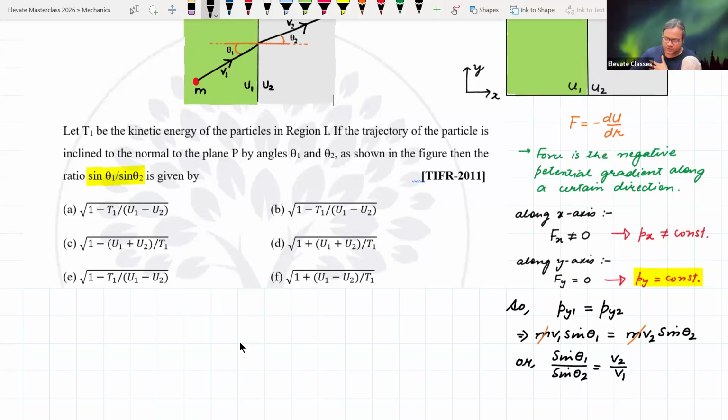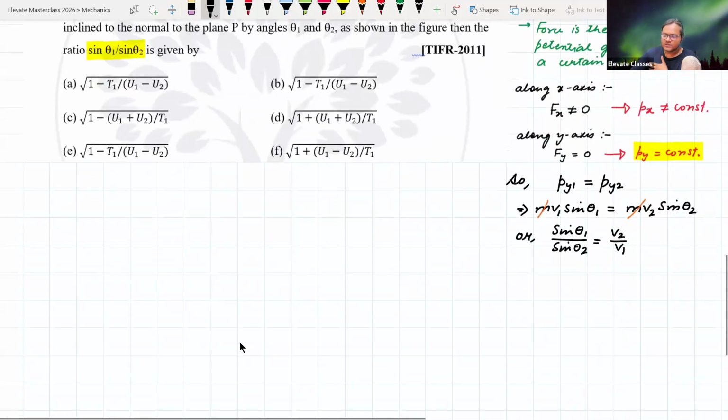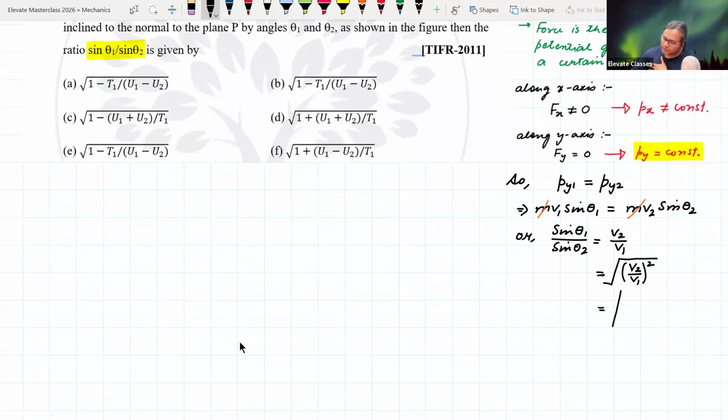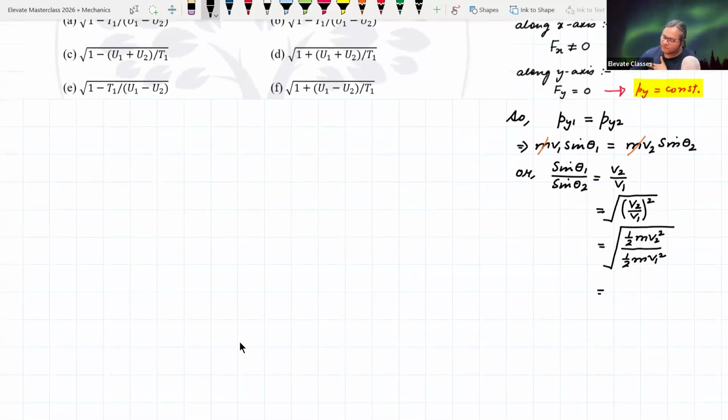Now, if you look at the options, even though they are asking what is sin theta 1 upon sin theta 2, they are not really asking in terms of V2 and V1. They are asking in terms of kinetic and potential energy. So I'll have to convert this into kinetic and potential energy. What can I do? V2 upon V1, I can square it and take the square root. So this is equal to the square root of half m V2 square upon half m V1 square, just mathematical substitutions at this point. Half m V2 square is the kinetic energy in region 2, and half m V1 square is the kinetic energy in region 1.